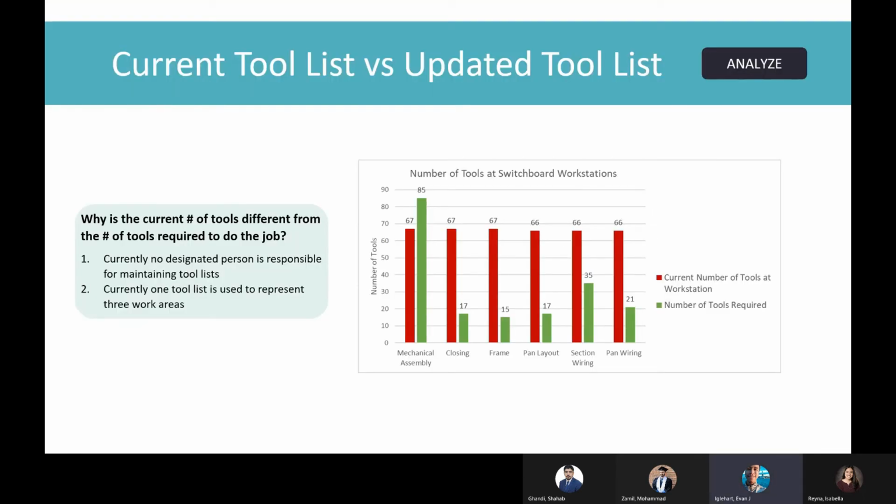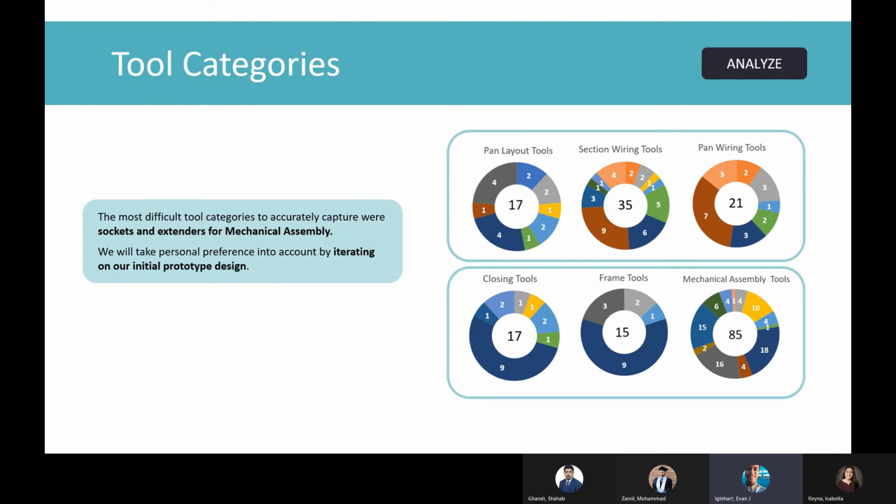After updating the tool lists, we compared them to the current lists and found that every station except for mechanical assembly had about twice as many tools as they needed. This is due to one list being used for multiple different sections and no one being responsible for maintaining the lists. Next slide, we categorize the tools of each workstation.